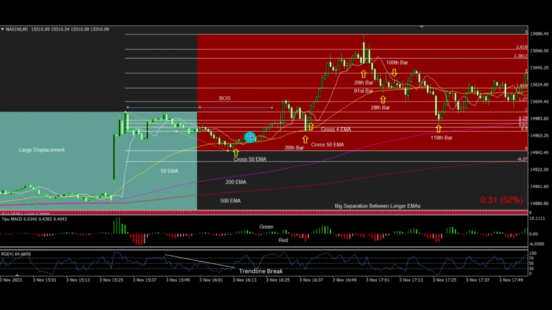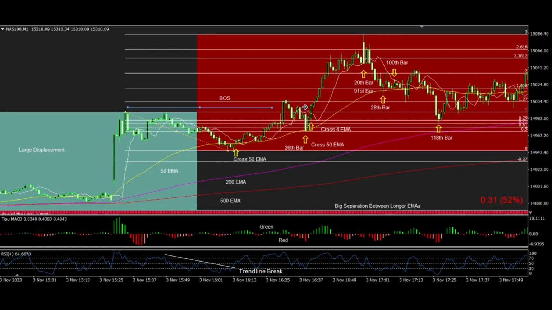Price came back. It went red on the histogram and then crossed above the 4 EMA after touching the 50 EMA. That is a legitimate entry. However, if you wanted more confirmation, there's a break of structure here. Price retraces, crosses the 50 EMA. There's a red histogram. Then price crosses back above the 4 EMA, and that's your entry right here.